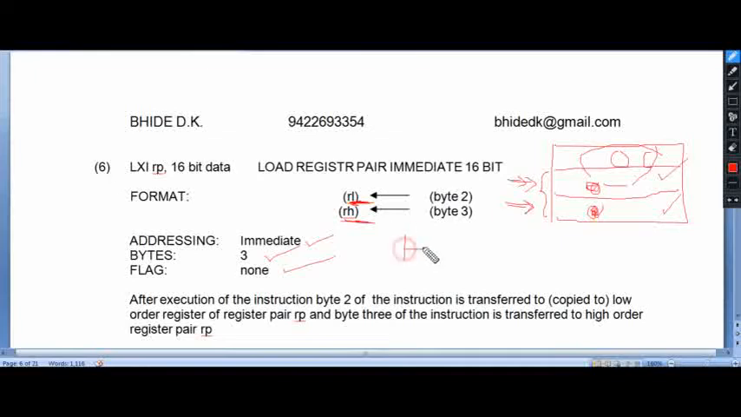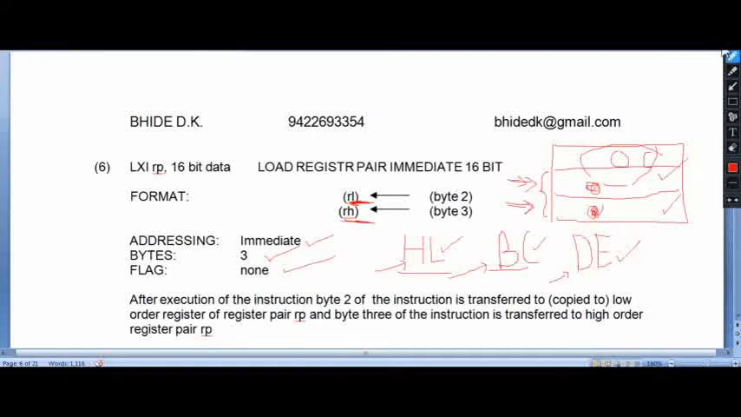What is called the low order register of a register pair? HL is a register pair, BC is a register pair, and DE is a register pair. These are the 3 register pairs. Here E is the low order register of the DE pair, C is the low order register of the BC pair, and L is the low order register of the HL pair. D is the high order register of its pair, B is the high order register of its pair, and H is the high order register of its pair.